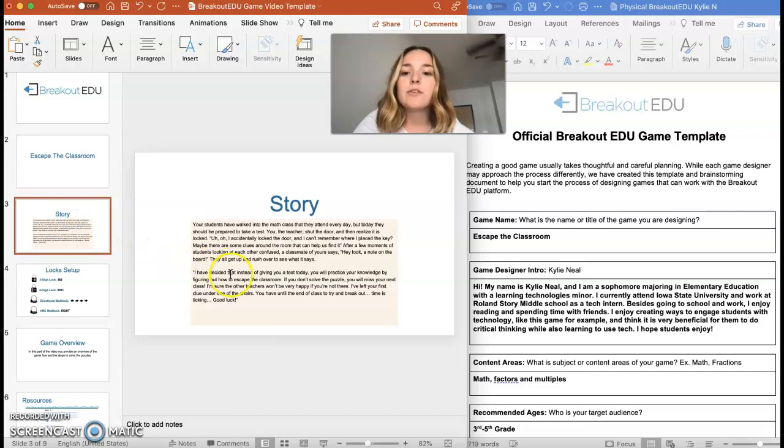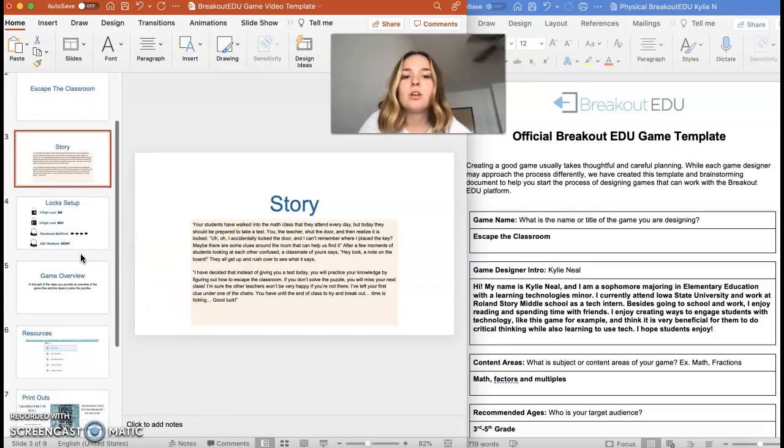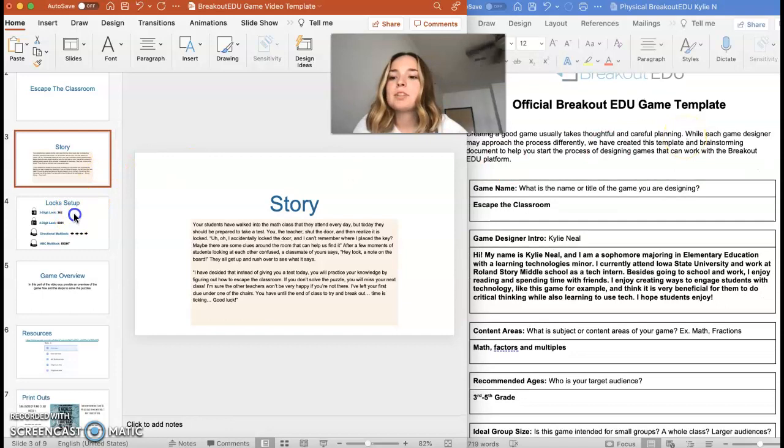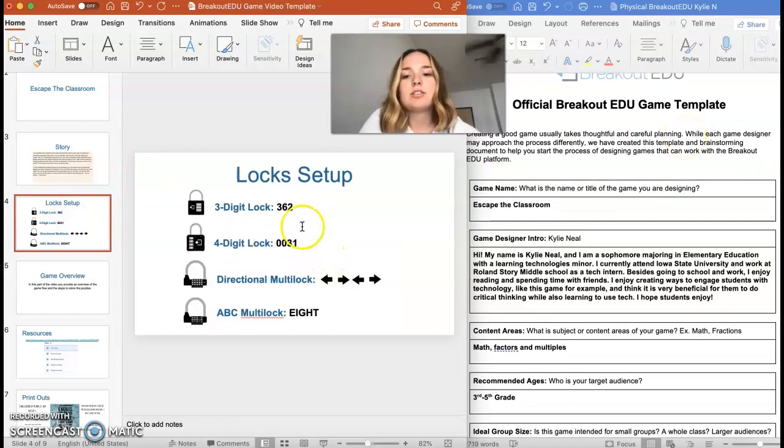So the first part of the paragraph is more so for you. It kind of tells you how to start the game. And then the second paragraph is what the note will say that you're going to place on the board. So first the students will see the note on the board, and that's kind of what directs them to the first clue. So these are the 4 different locks, and these are the answers to them. So one is 362, one is 31, this is left, right, and then this one, the answer is 8.